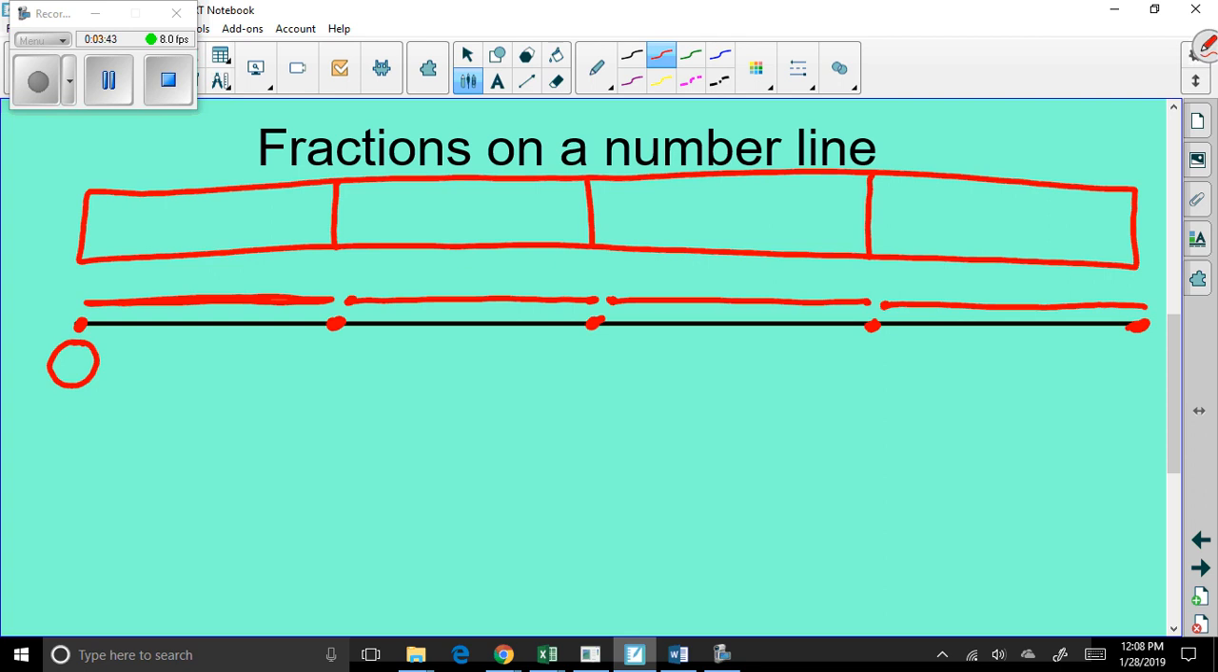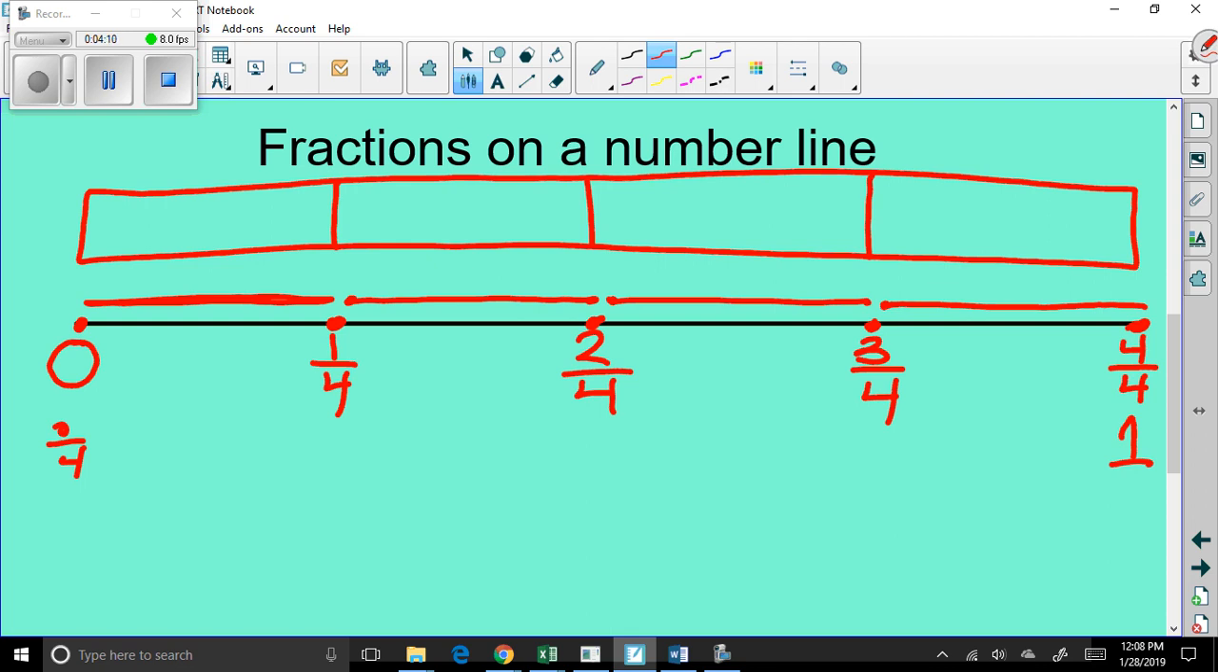You could also call it 0/4. And then I'm going to continue to count on. So I have 1/4, 2/4, 3/4, and 4/4, or as we know it, 1. These are all fractions in between 0 and 1. And so now I have all of the fourths. And this is fractions on a number line.